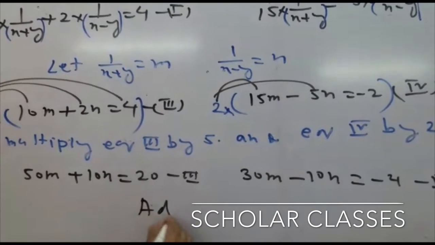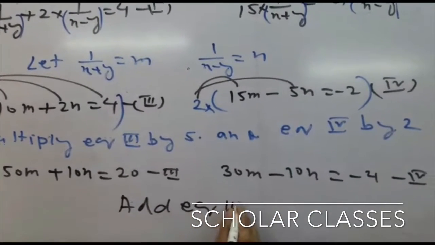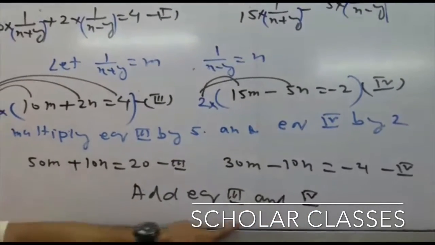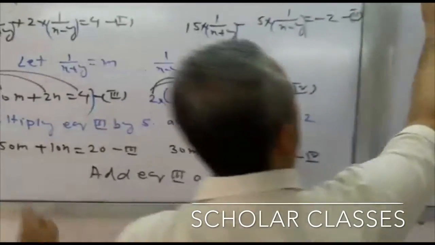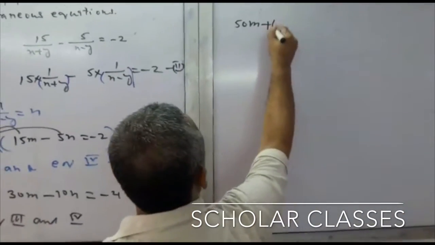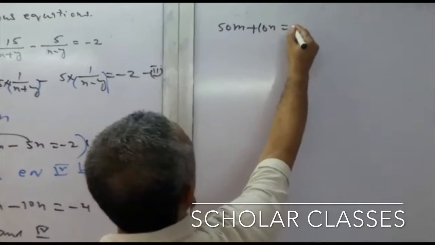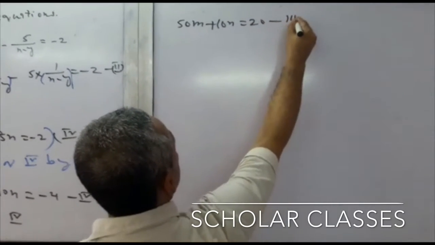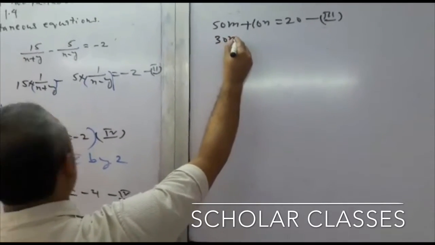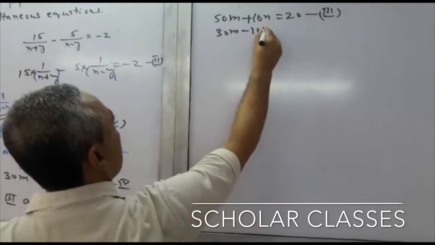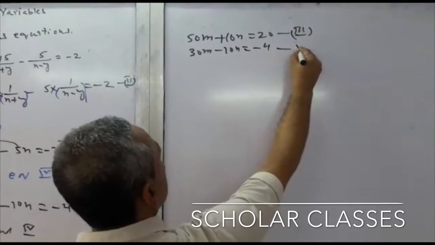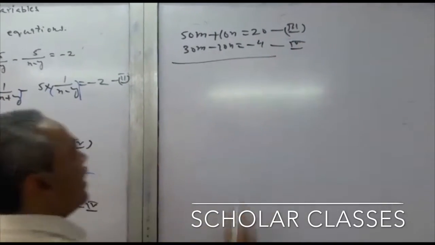Add equation 3 and 4. Now 50m plus 10n is equal to 20. This is equation number 3. And 30m minus 10n is equal to minus 4. This is equation number 4.